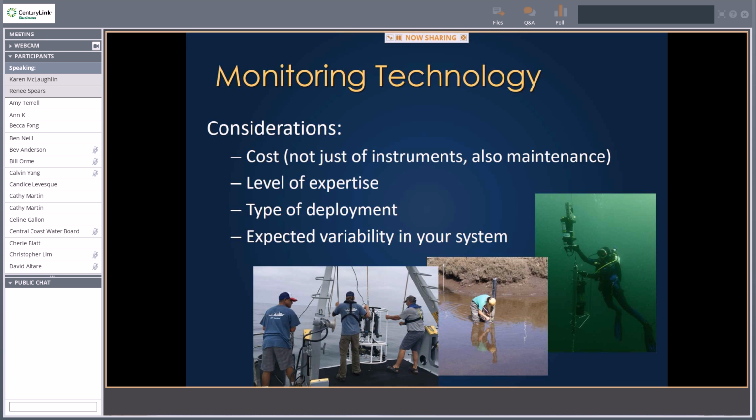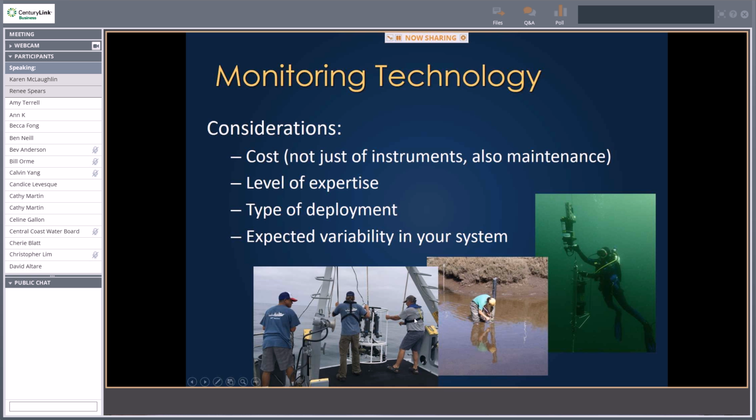Some of these new technologies are in a prototype phase and require a lot of expertise to be able to manage them. The technologies I'm going to talk about today are pretty out of the box. They're all commercially available, so the level of expertise required for them is fairly minimal, but there are others out there that you could choose, and keeping in mind how much you're willing to invest in developing technologies is something to consider. The third is the type of deployment.